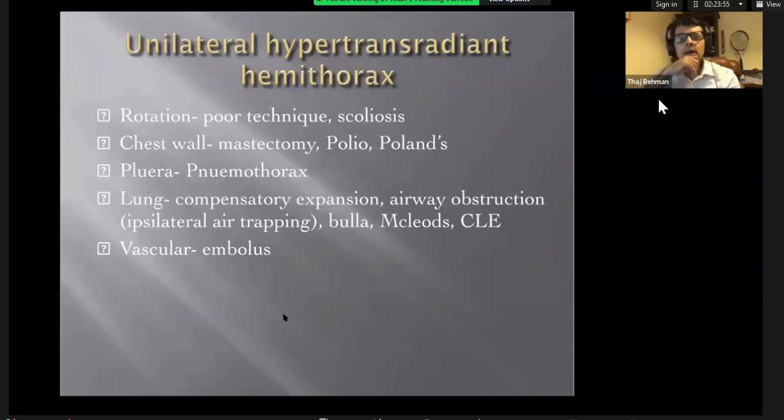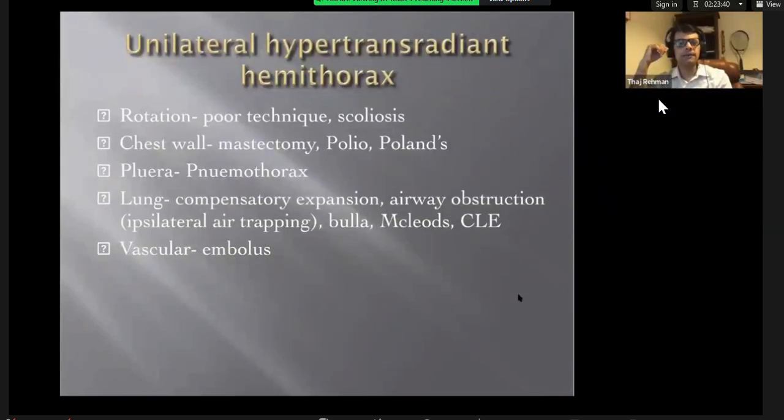So unilateral hypertransradiant hemithorax. Differentials are rotation, poor technique, scoliosis, and then chest wall abnormalities like mastectomy, polio, or Poland syndrome, and then pleural abnormalities, which is pneumothorax, and compensatory overexpansion of lung, airway obstruction, emphysematous bulla, Macleod's, or congenital lobar emphysema, or a vascular abnormality, which is embolism.